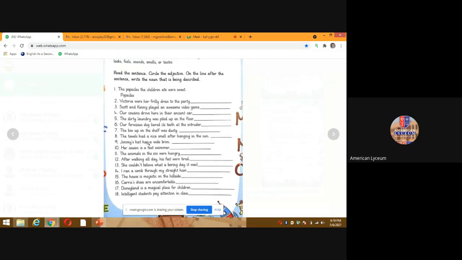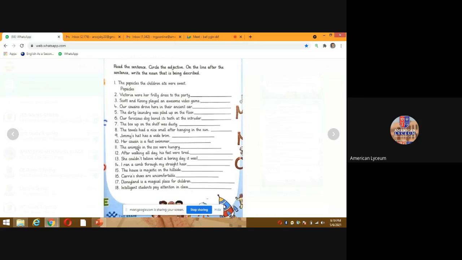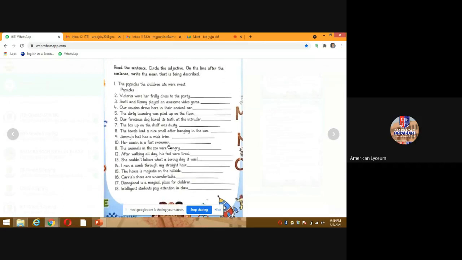Jimmy's hat has a wide brim. So wide is an adjective. Her cousin is a fast swimmer. So what is fast? Fast is an adjective and swimmer is a noun. Okay, class?